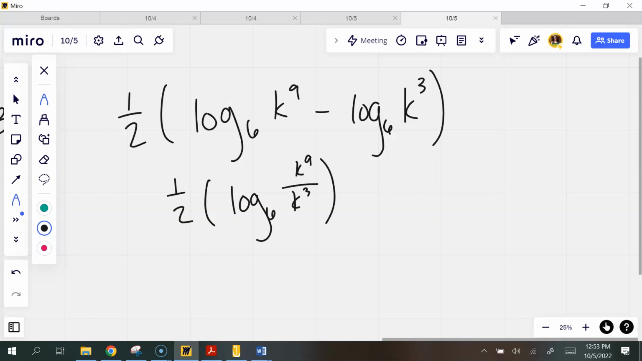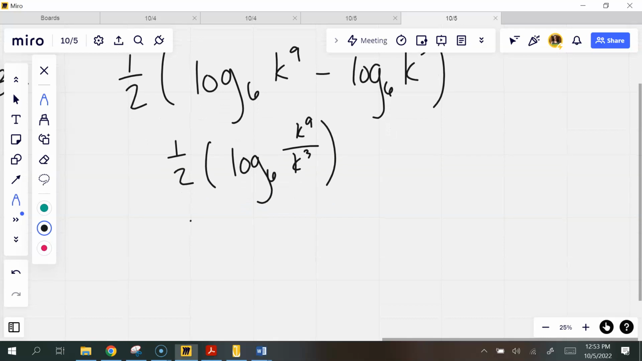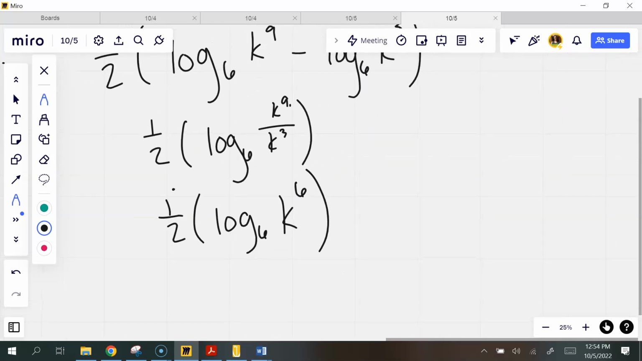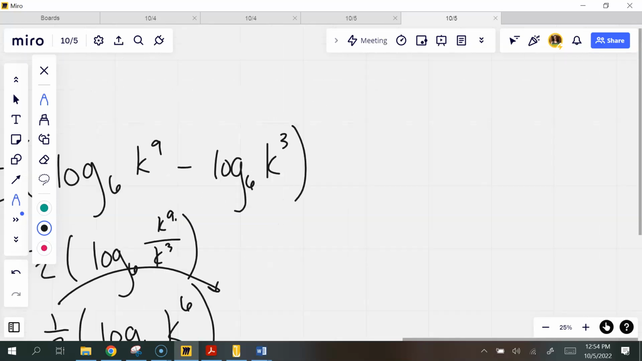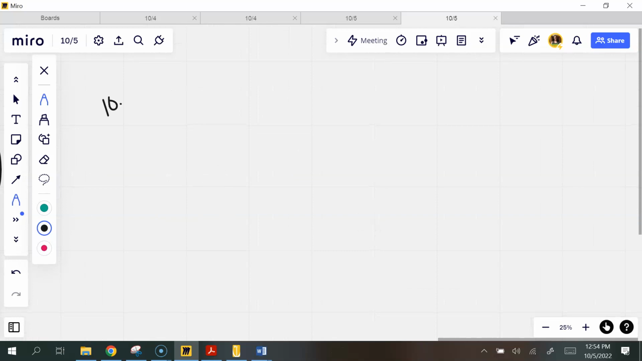This is now a properties of exponents. What do you do with the exponents here? Subtract. 9 minus 6 is, 9 minus 3 is 6. Now 1/2, and what does that mean? That's right. I have log base 6 of k to the 6th, but now I'm raising it to 1/2. Whenever I do a power to a power, I multiply, so I have log base 6 of k to the 3rd. Good. You got me, Lucy? Okay.